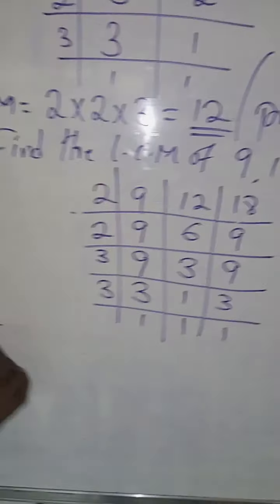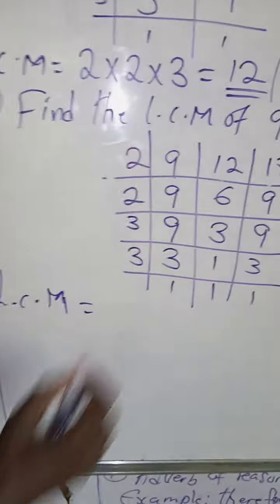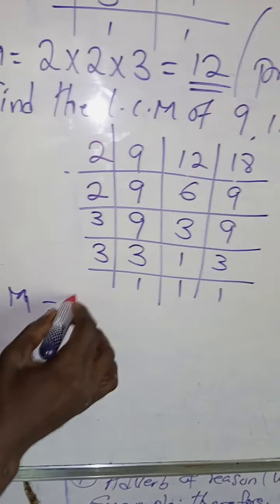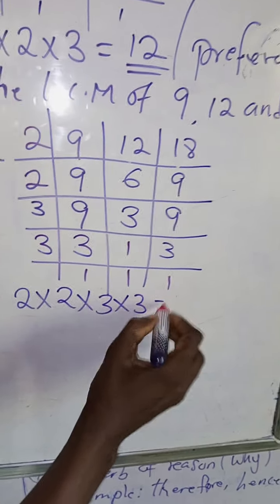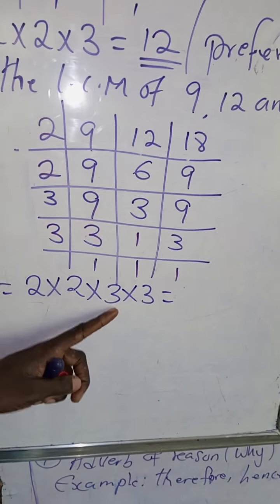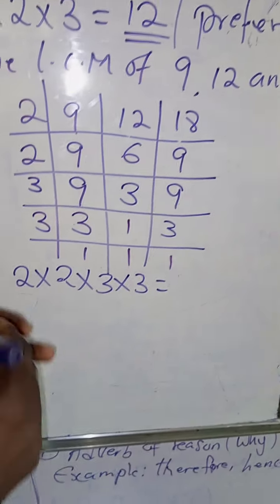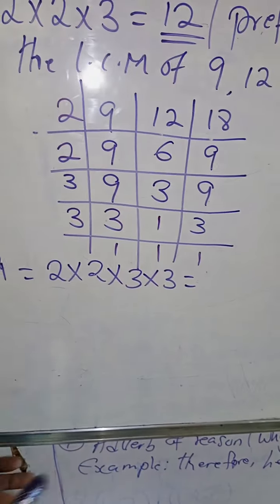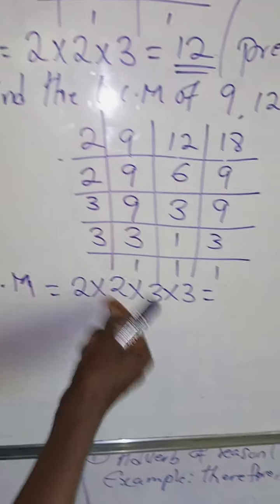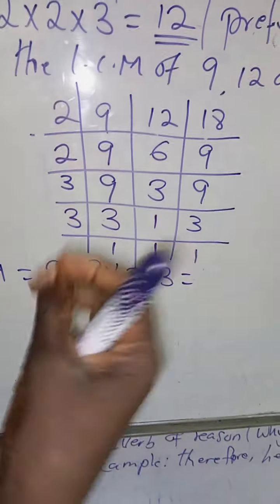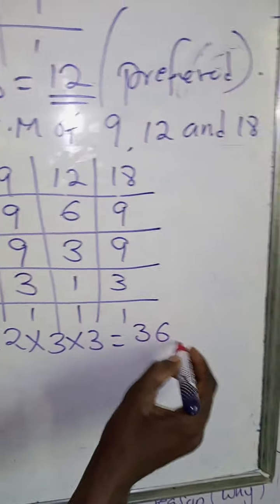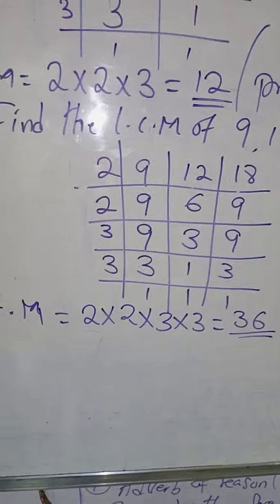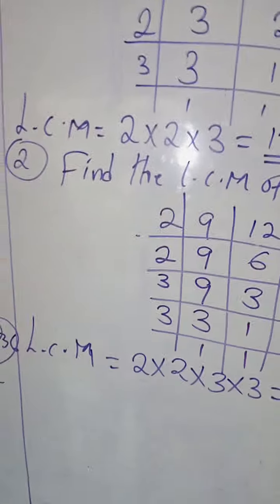Now I can get my LCM to be equal to, I'll multiply this thing, 2 times 2 times 3 times 3. 2 times 2, 4. 4 times 3. So if you are teaching, let the kids answer you. Ask them 2 times 2. So 2 times 2 is 4. 4 times 3, 12. Then 12 times 3, and that is what? 36. So 36.